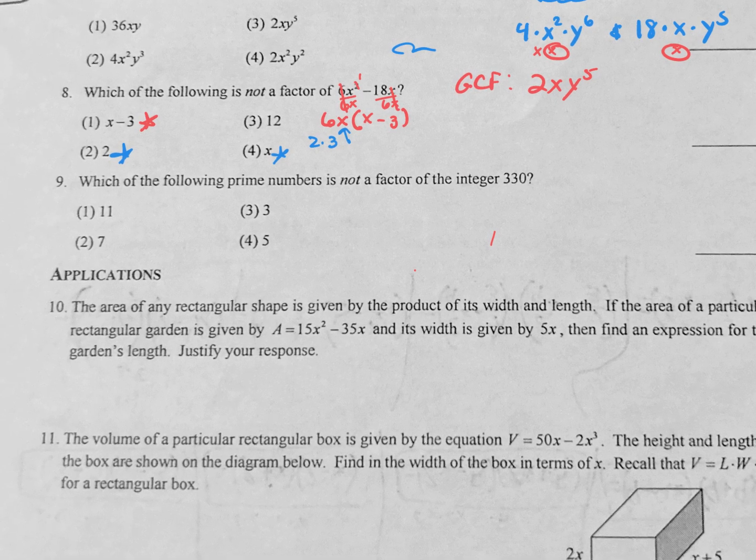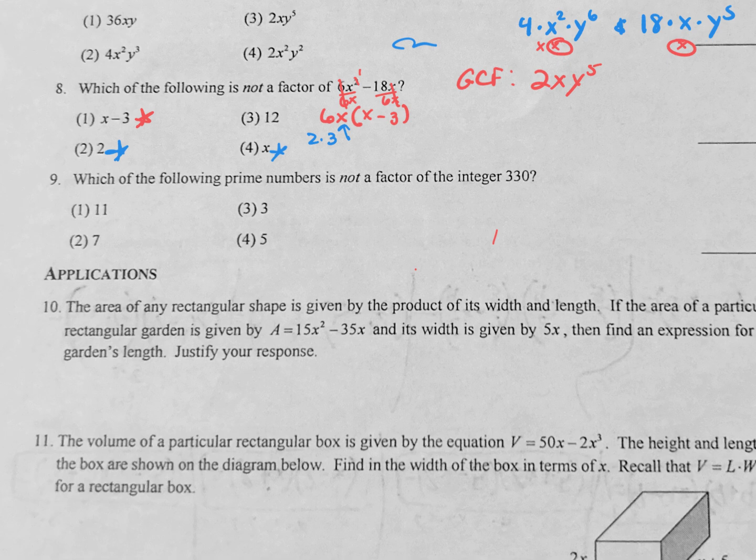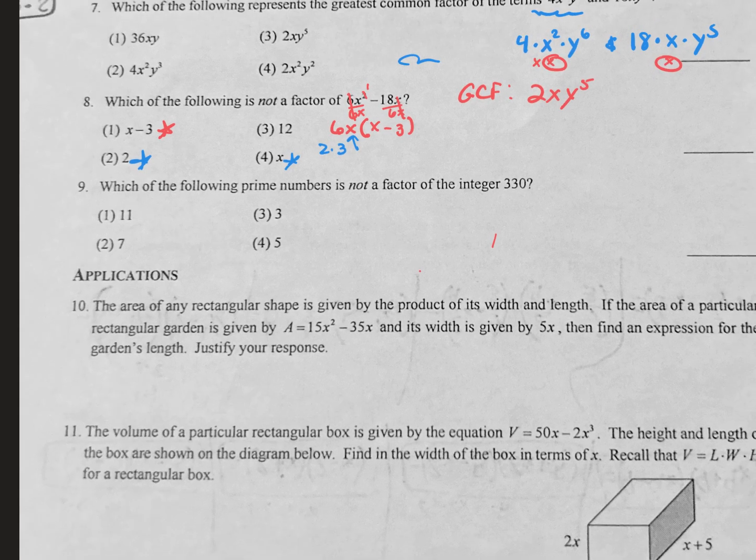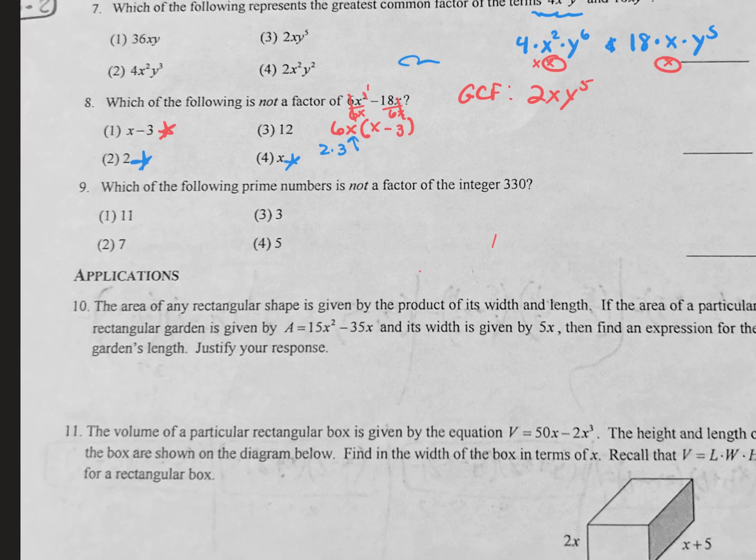Which of the following prime numbers is not a factor of the integer 330? So if you're allowed a calculator, you just quickly go, hey, is 330 divisible by 11? Is 330 divisible by 3, by 7, and by 5? If you have to check them by hand, you have to do long division. 3 goes into 330 110 times. So yeah, that's a factor. Yes, that's a factor. 5 certainly goes into it because if you end in 0, 5 goes into you.